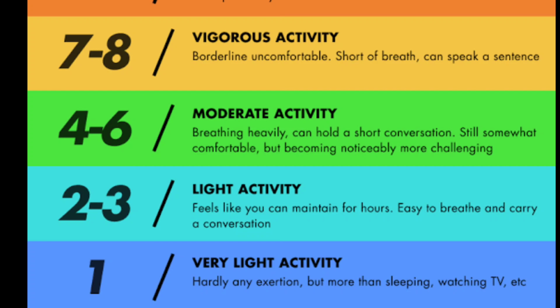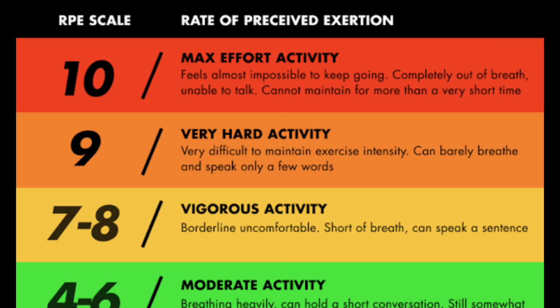And an RPE of 7 and 8 means a vigorous activity. On vigorous activities, you are on the verge of becoming uncomfortable, short of breath, can't speak a sentence. An RPE of 9 means a very hard activity. It's very difficult to maintain exercise intensity, can barely breathe and speak a single word. And an RPE of 10 is a maximum effort activity. It feels almost impossible to keep going and completely out of breath and speak a single word.